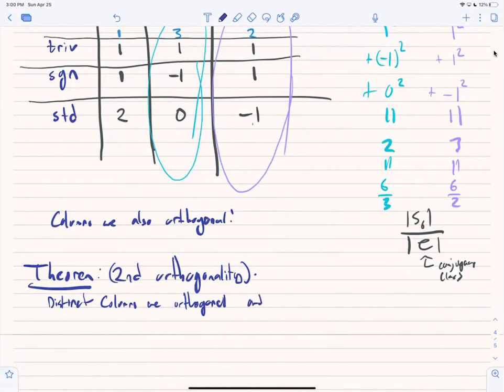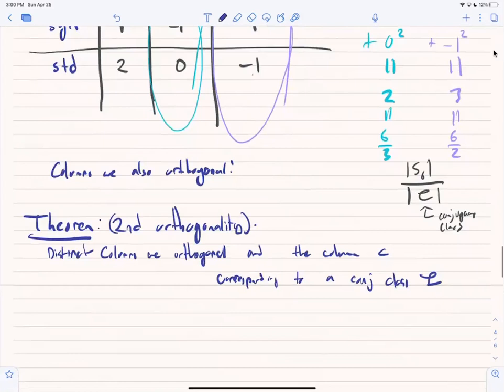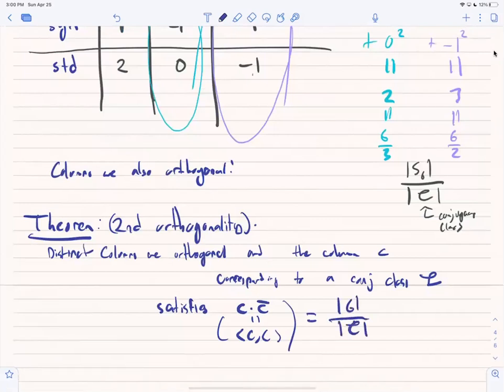And the column C corresponding to a conjugacy class, call it script C, satisfies C dot C bar, the standard Hermitian inner product of the column with itself, is equal to the order of G divided by the number of elements in the conjugacy class.